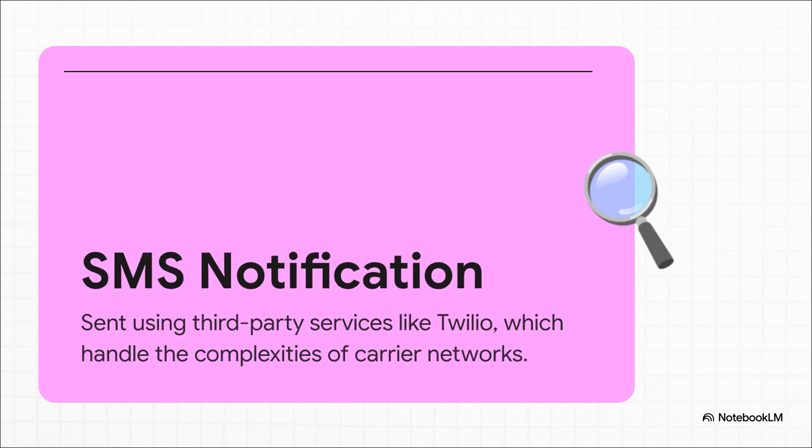And for SMS, it's pretty much the same deal. You call in the pros. I mean, can you imagine trying to build direct connections to every single mobile carrier on the planet? It'd be an absolute nightmare. So instead, developers just use a third-party service like Twilio. They handle all that crazy complexity, and the developer just makes a single, simple API call.